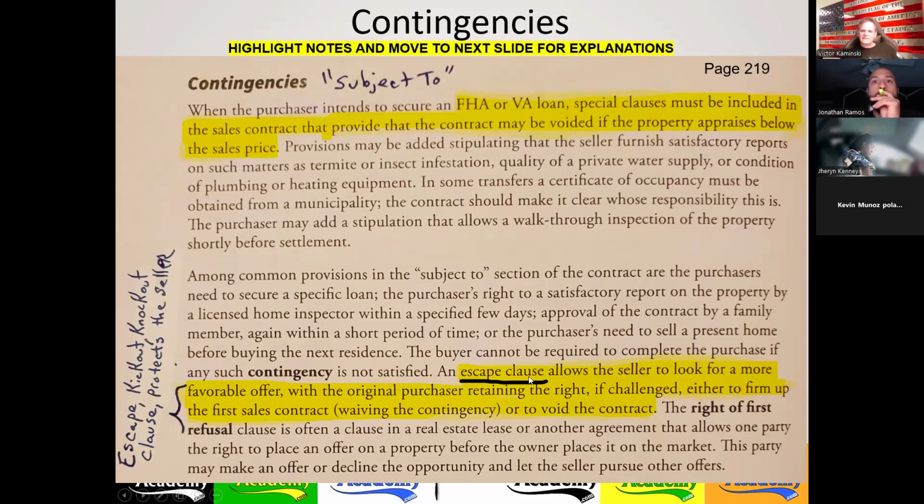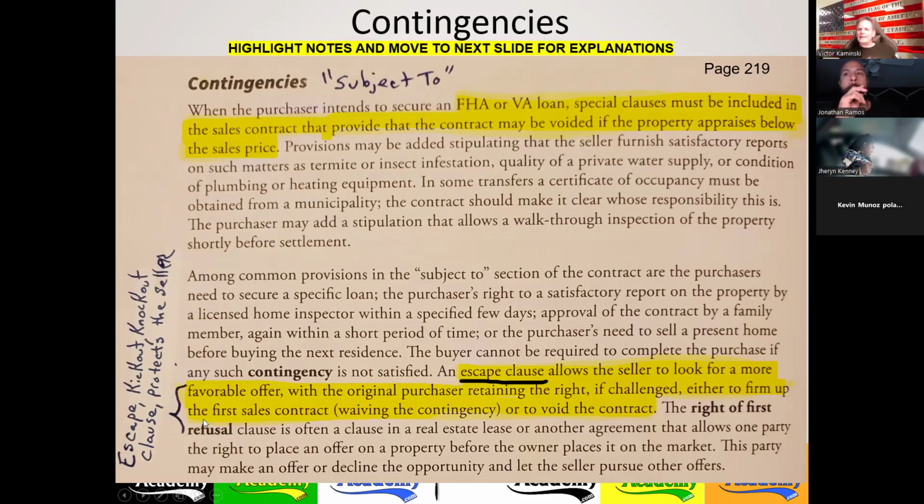So here we go. We got the escape clause, which is also known as a kick-out or knockout clause. I wrote here on the side, escape, kick-out, or knockout clause protects the seller. So escape clauses also allow the seller to look for a more favorable offer, with the original purchaser retaining the right, if challenged, either to firm up the first sales contract, waiving the contingency, or to void the contract.